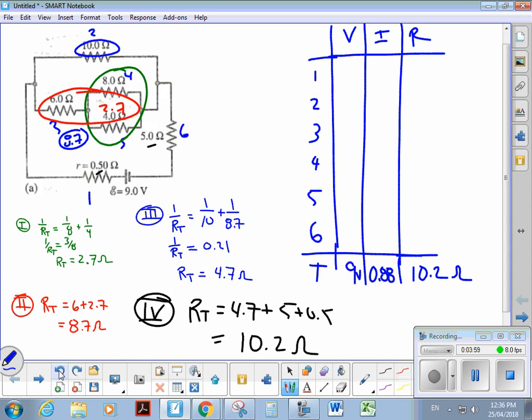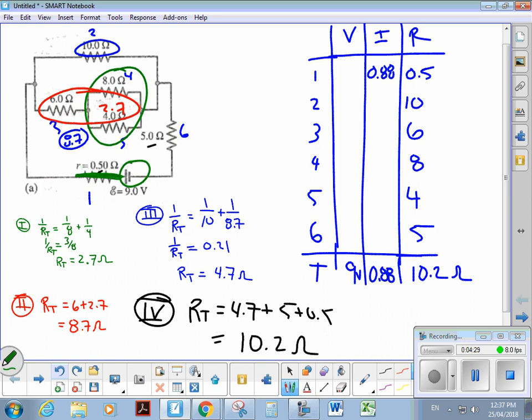So putting the resistances on. Number 1 is 0.5. Number 2 is a 10. Number 3 is the 6, 8, 4, and 5. Okay, so starting at the battery, starting right here, all the current has to go through there. So all the 0.88 amps is going to go through that 0.5 resistor.